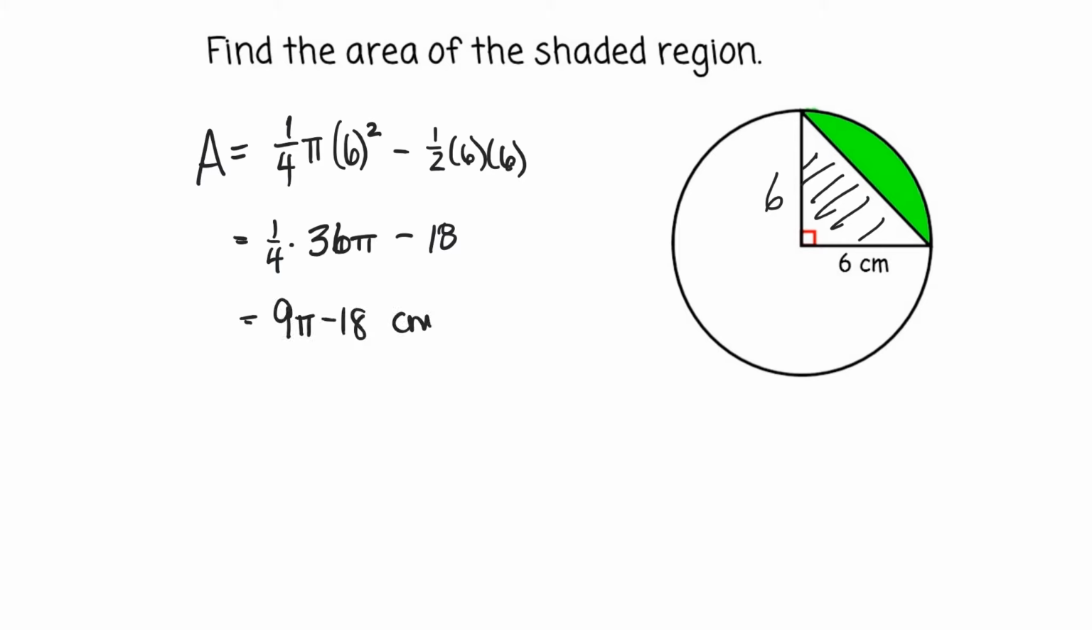And you can actually leave your answer like that. You're also welcome to type it into your calculator. So if I do that, I have 9 pi minus 18 gives us approximately 10.3 square centimeters.